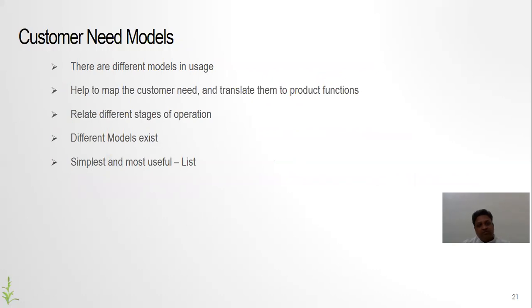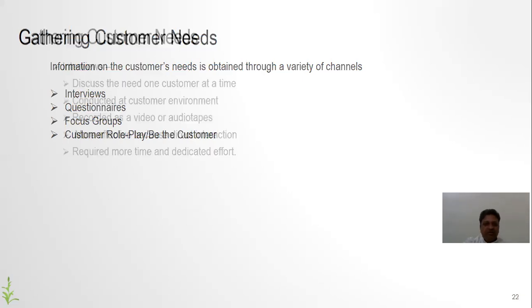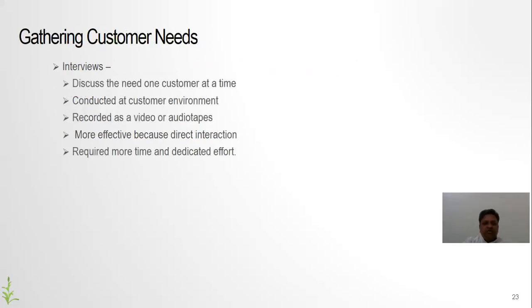Customer need models. There are different models in usage that help to map the customer needs and translate them to product functions, and relate different stages of the operation. Different models exist; the simplest and most useful is a list. Gathering customer needs: information on customer needs is obtained through a variety of channels like interviews, questionnaires, focus groups, and customer role play, or be the customer. So those are the channels.